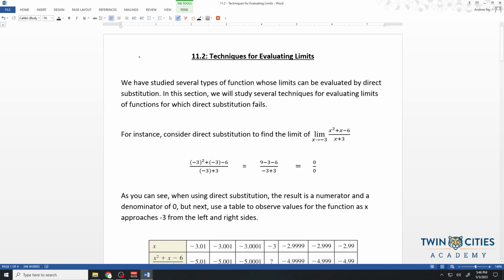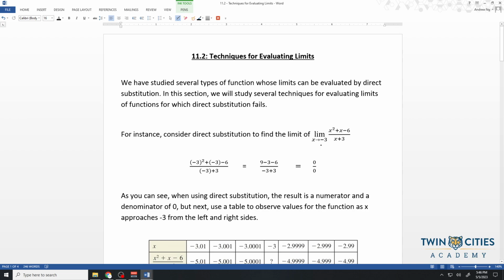In this section, we're going to talk about more techniques for evaluating limits. Last time we talked about direct substitution, where if you have a limit, you can plug in for x whatever x is approaching. Sometimes that doesn't work out though. Let's take a look at this example.